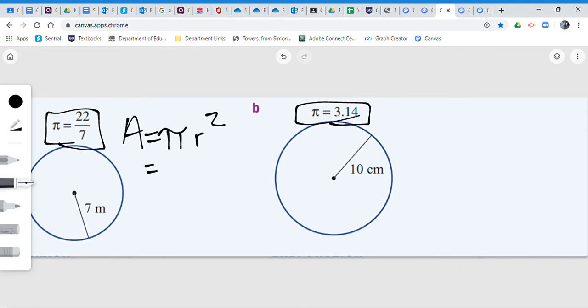You would then say area equals 22/7 times r squared, which would be 7 squared.